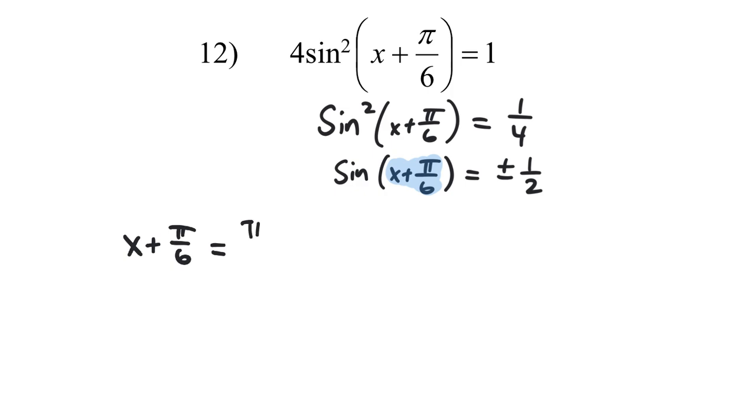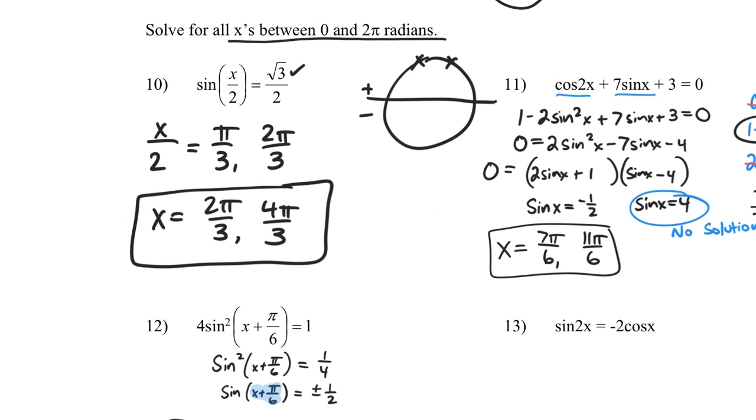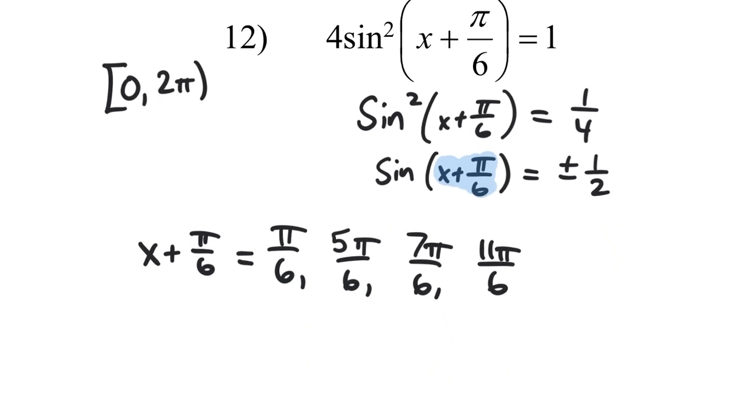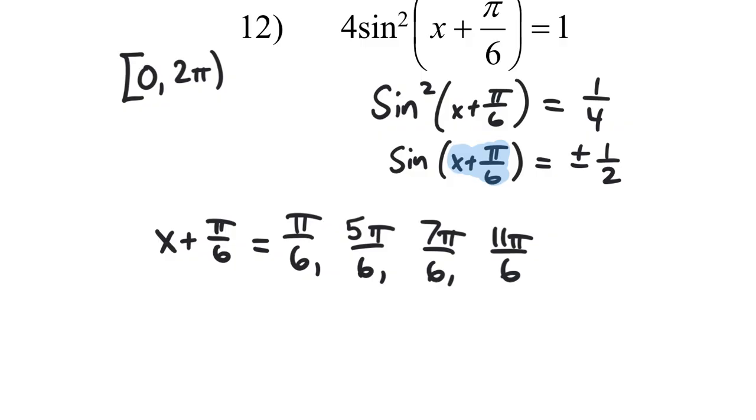That happens at pi over 6, 5 pi over 6, 7 pi over 6, and 11 pi over 6. And just to be safe, let me see where our answers were. All x's. Now, usually with our solution set, we would include 0 but exclude 2 pi. I'm just planning ahead on that one. So our final step, getting x by itself, we will subtract pi over 6 from each of these 4 answers to get our ultimate answers.